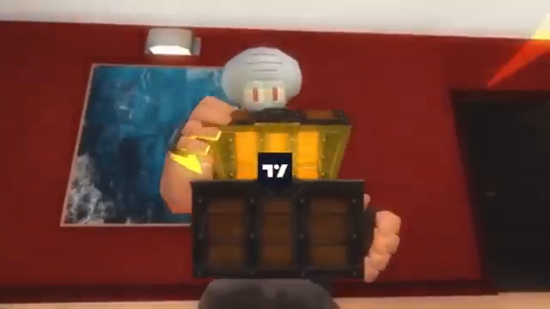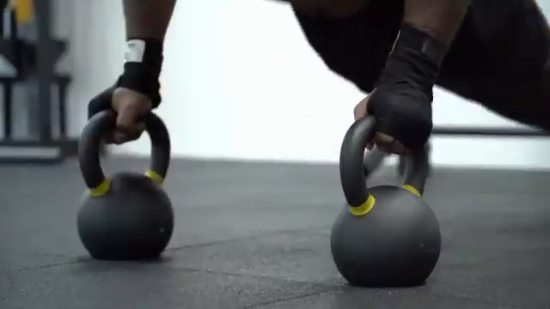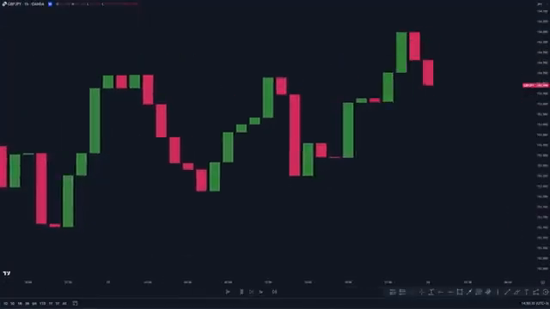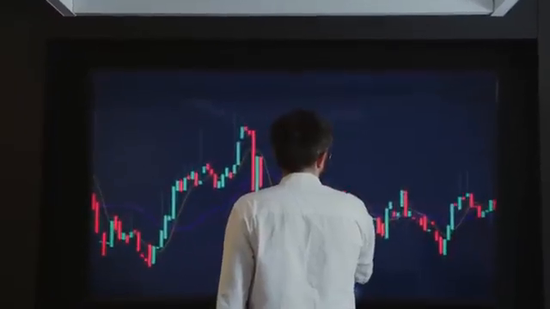I just found a brand new TradingView indicator that is basically an improved version of the traditional stochastic RSI indicator. In this video, we're going to explore what this indicator is, how it works, and we'll also combine it with other technical indicators to create a super profitable trading strategy.